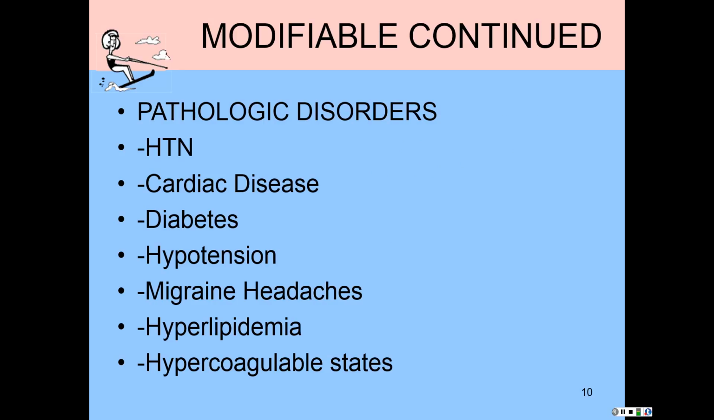Pathological disorders. Atrial fibrillation is an independent risk factor for stroke. If the individual has atrial fib, it increases their risk factor about 5-fold. High blood pressure is the most important risk factor for stroke. These are just a few in addition to those on the slide. Remember, these are modifiable in that with treatment, the outcomes can be changed.